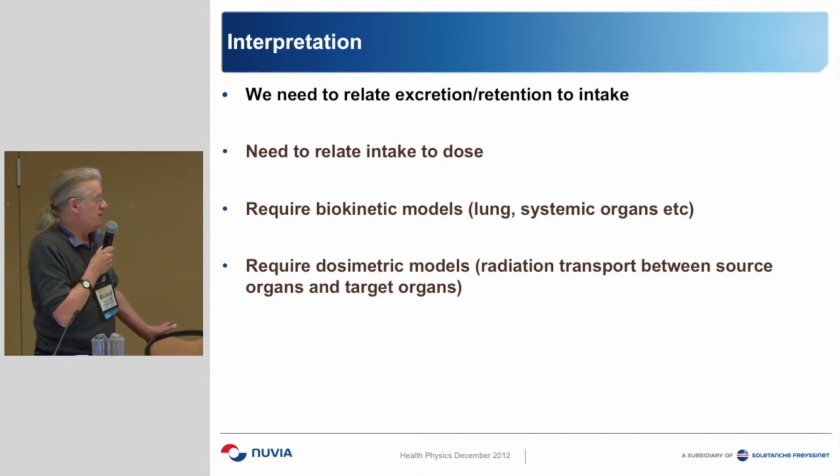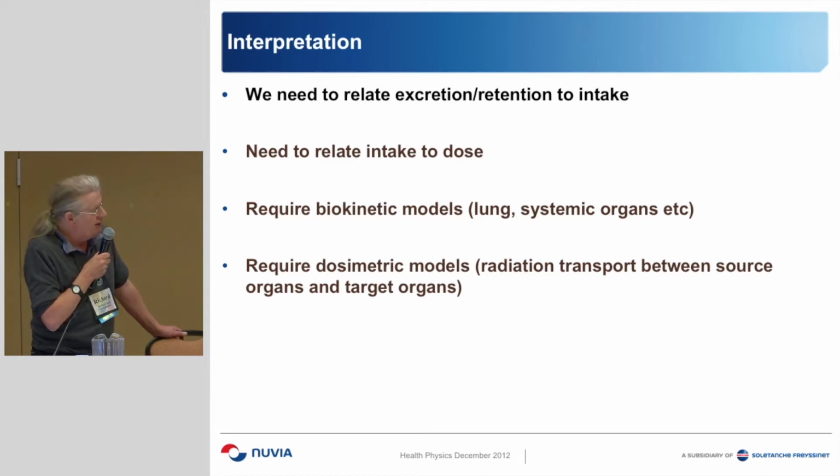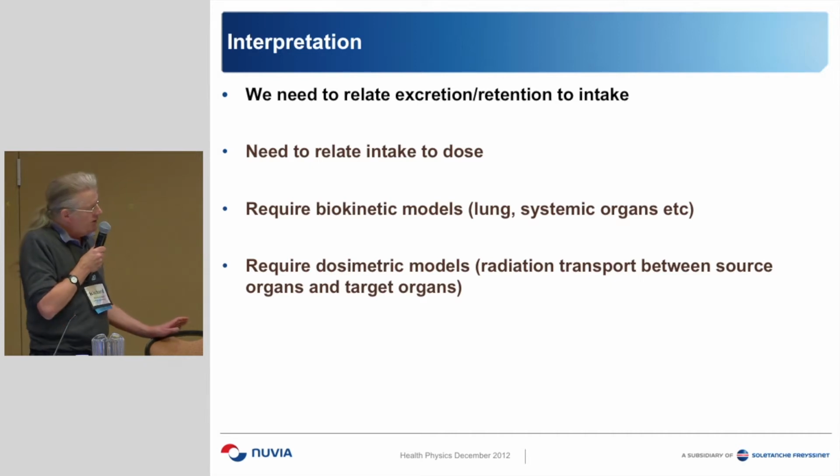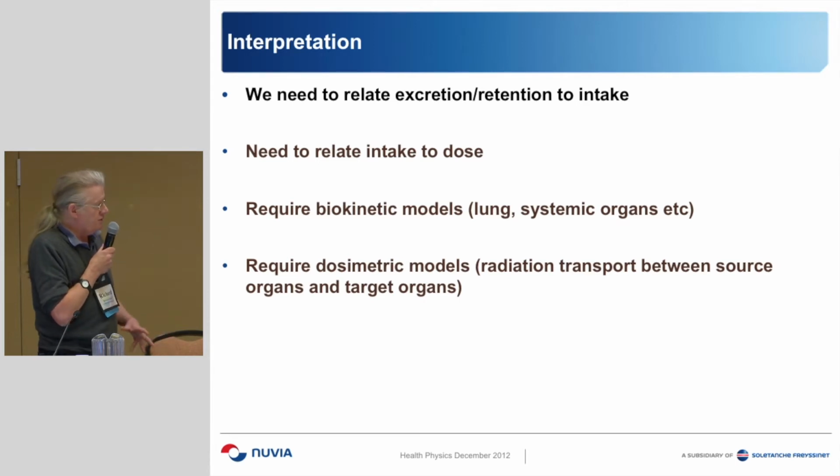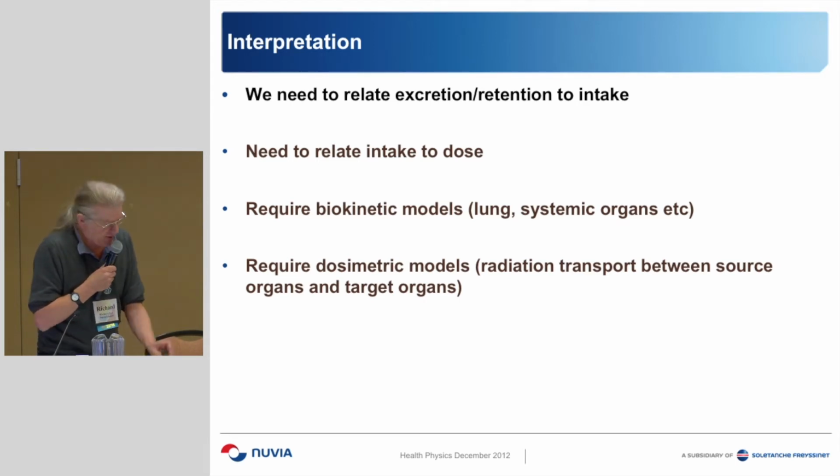Interpretation of these results is important. We need to relate what comes out or what gets retained in the body with what went in the first place. That's to say the intake, and we've got to convert that intake into dose. So we need various types of models in order to do this. We need biokinetic models in order to tell us how much is in any given organ at any given time after intake. And we need dosimetric models to relate what's in the source organ to what dose gets delivered to the target organs.